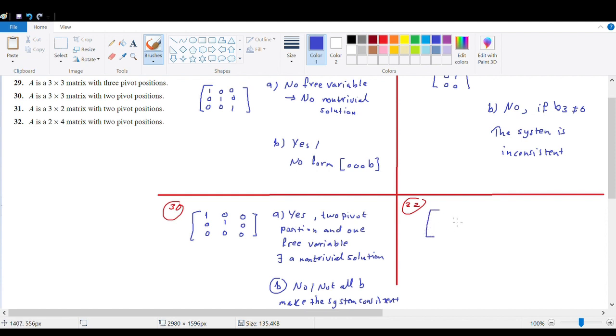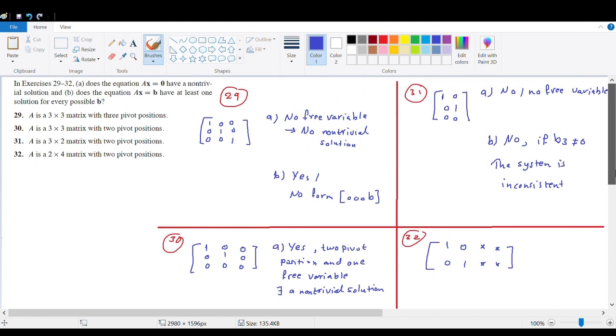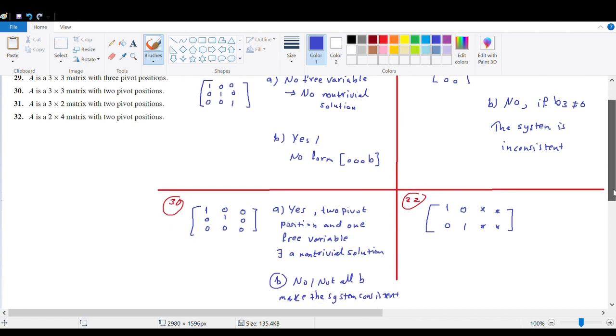Now 32: A is a 2 by 4 matrix with 2 pivot positions. So for example, if we have this one, 1, 0, 0, 1, then the rest, whatever values. Now, does the equation Ax = 0 have a non-trivial solution? Here, yes, because we only have 2 pivots, that means the 2 others will be free variables. So yes, because we have 2 free variables.